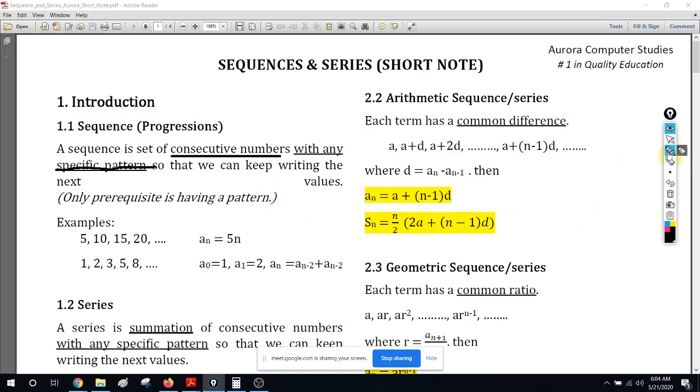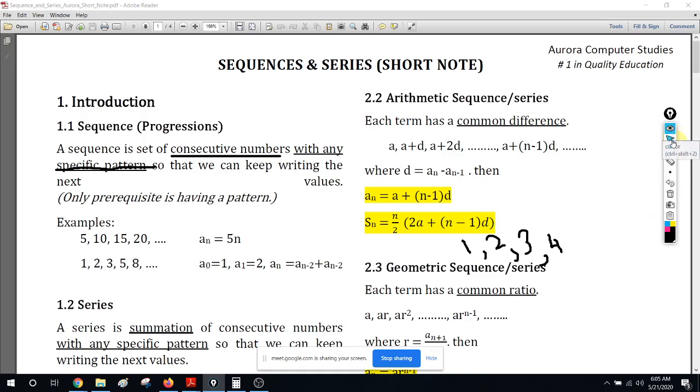So let's take some examples. The simplest example I can think of is 1, 2, 3, and so on. We know that the next term is going to be 4, the next one is 5, the next one is 6. If you can keep on telling what the next term is, that is a sequence. But if you can't tell what the next term is, that is not a sequence. That means no one can find a pattern. If a pattern can be found, it's a sequence. If there is no pattern, that is not a sequence.